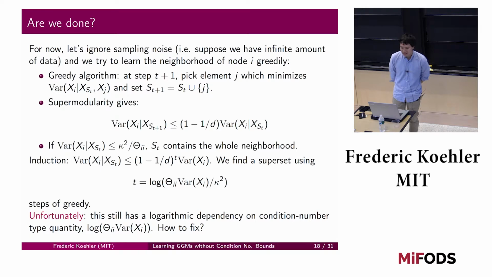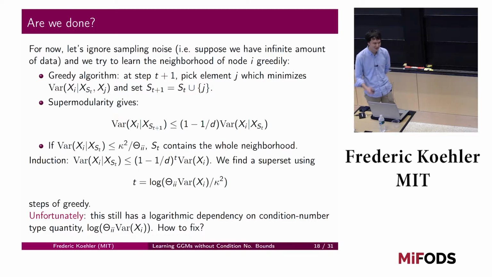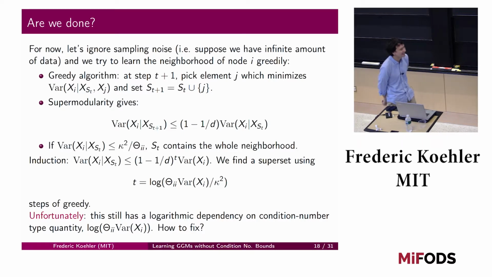Yeah. Okay. But the problem here is actually we're not allowed to depend on log theta I variance xi because that's still a condition number type quantity. So we improved the dependence from polynomial to logarithmic, but it's still forbidden. And so this may seem like a technical problem, but it's a good idea to understand how to fix this.